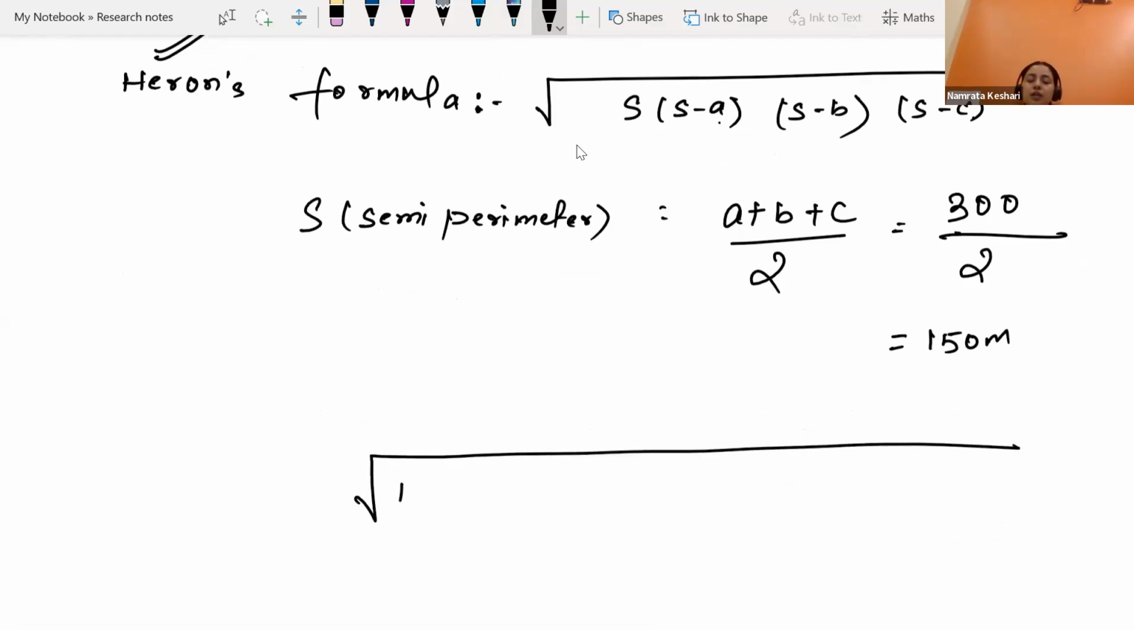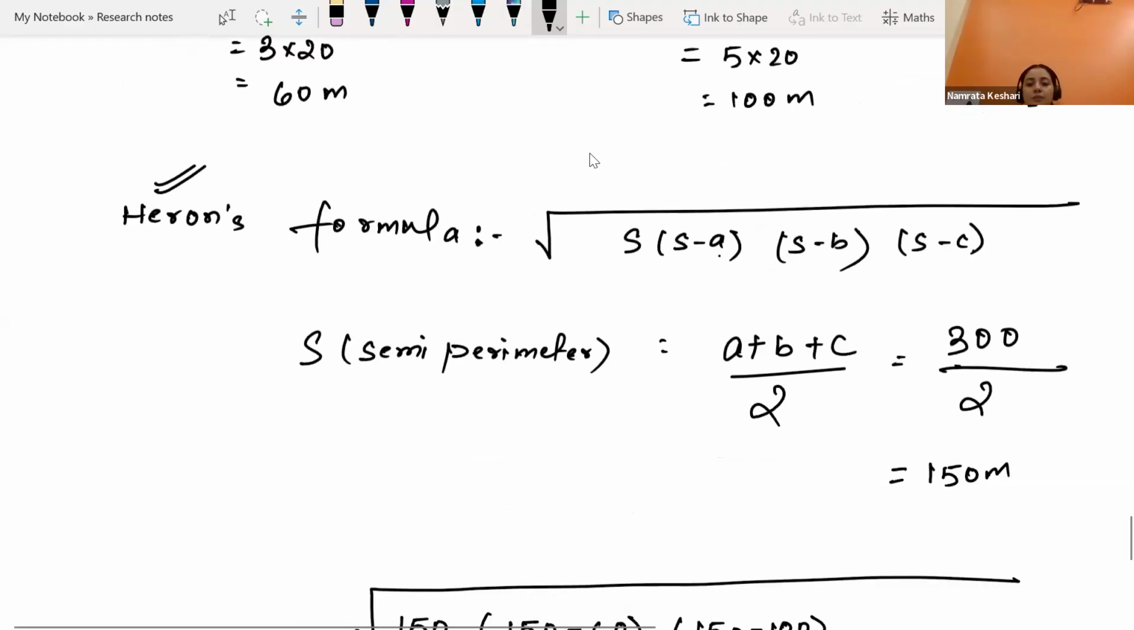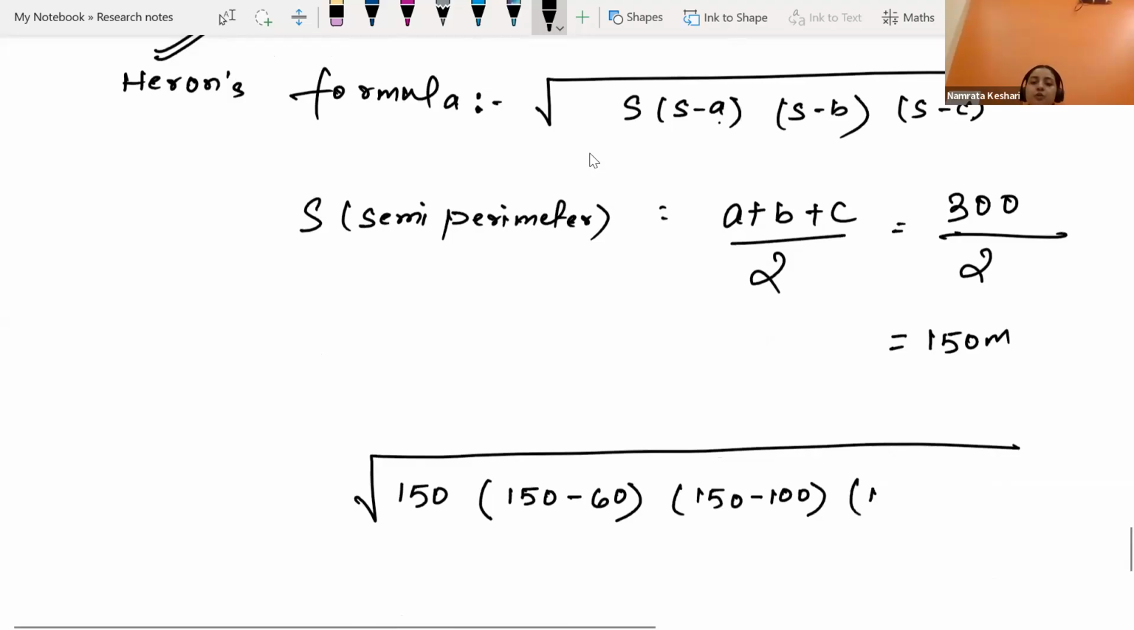Yes, rest of you too, everyone. Bharti, you also try solving this square root part. We will be discussing it, but at first you try it. A value is 60, B value is 100, and C value is 140. Please do it. Yes, everyone, please do it.